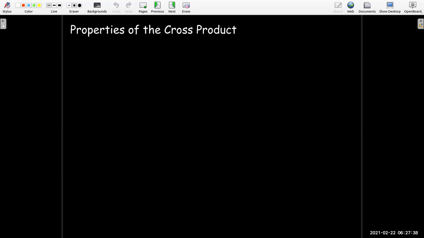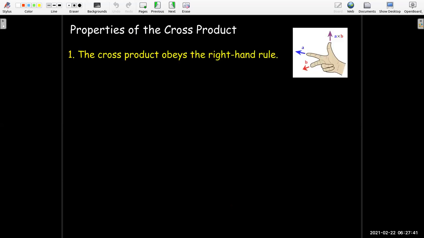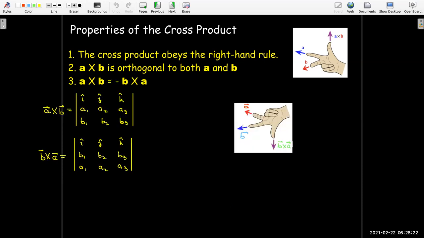What are some properties of the cross product? Well, remember there's infinitely many possible vectors which are going to be orthogonal to both A and B, but we have chosen our coefficients so that the cross product obeys the right-hand rule, which literally means that if you were to put your index finger on the A vector and you were to put your middle finger on the B vector, then your thumb would point in the direction of A cross B. So we've constructed it so that the cross product is orthogonal to both A and B.